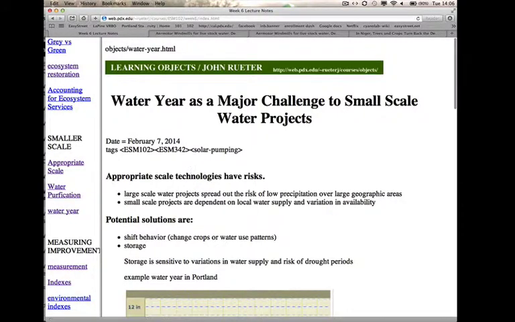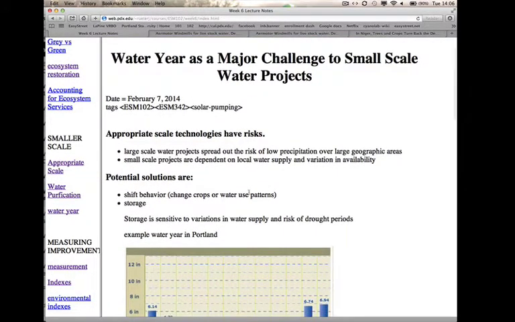Okay, now one of the risks of small-scale projects is that because it's small-scale, it's sort of like having all your eggs in one basket. If you have a big waterworks project and you have a drought in one little part of the watershed, then the other part of the watershed makes up for it. Or if you have ways to pump water between different parts, like we saw in California and China, you can balance the water deficit in one area and make up for it with water excess in the other area.